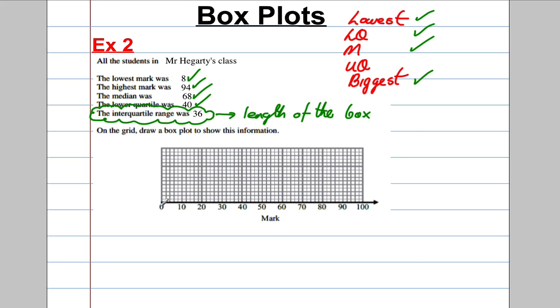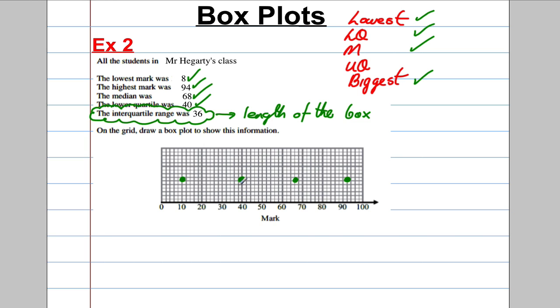The lowest mark is 8. There are 5 squares worth 10, so each is 2. 2, 4, 6, 8. We put a little dot there. The highest is 94, so 90, 2 and 4. We put a dot here. The median is 68, so 62, 4, 6, 8 is about here. The lower quartile is 40, so it's about here.